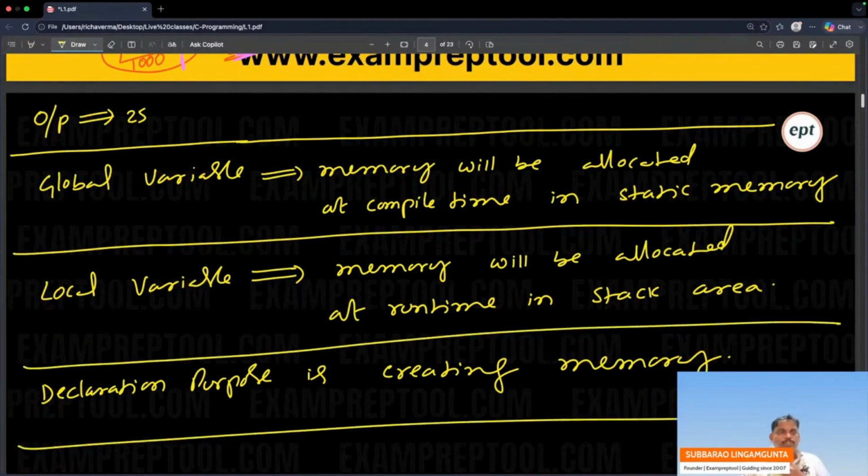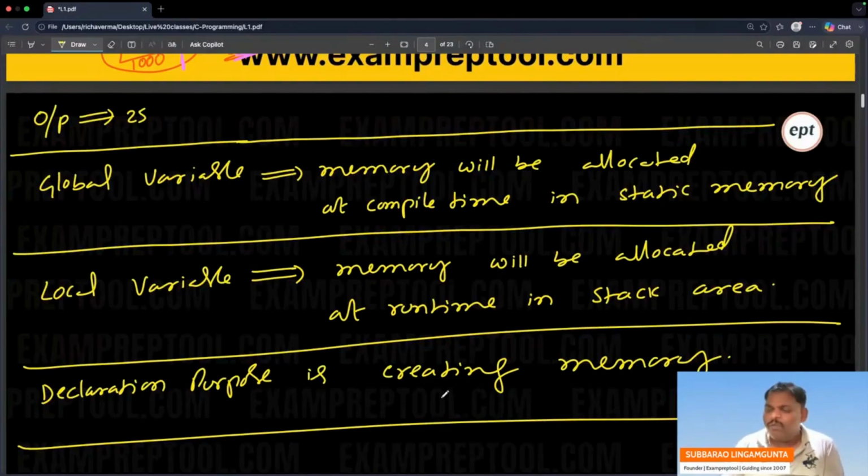So these are the points. Take care. Whatever discussion we have done till now, I have written on the board. Global variable memory will be allocated at compile time in the static area. Local variable memory will be allocated at runtime in the stack area. The declaration purpose is creating memory. That is the purpose of declaration. Right? Okay, until now.